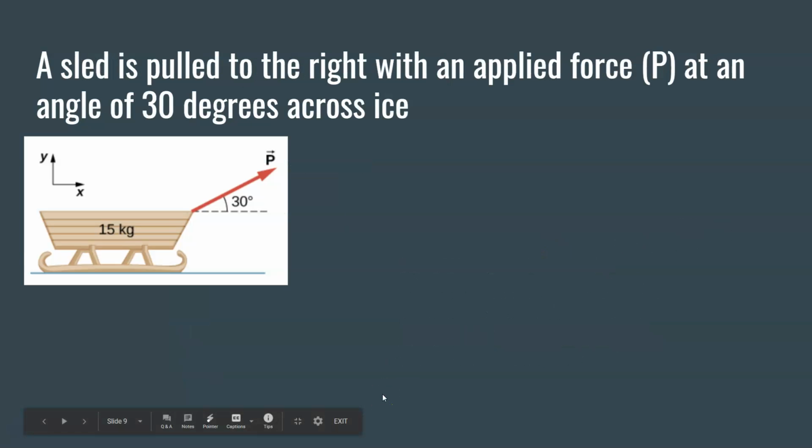All right, check this one out. A sled is pulled to the right with an applied force P at an angle of 30 degrees across ice. Pause it here, try one, and then press play and check yourself.